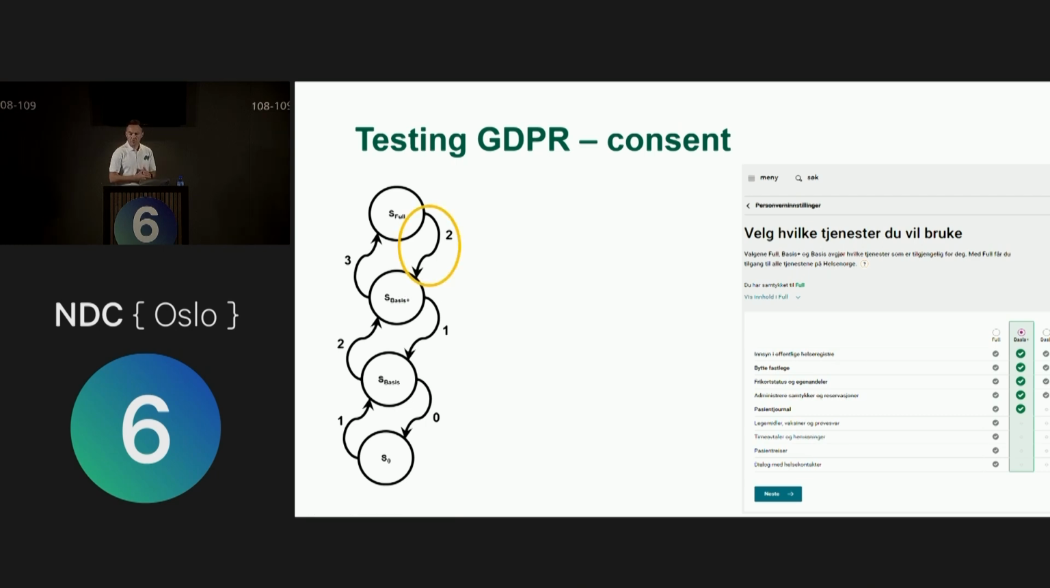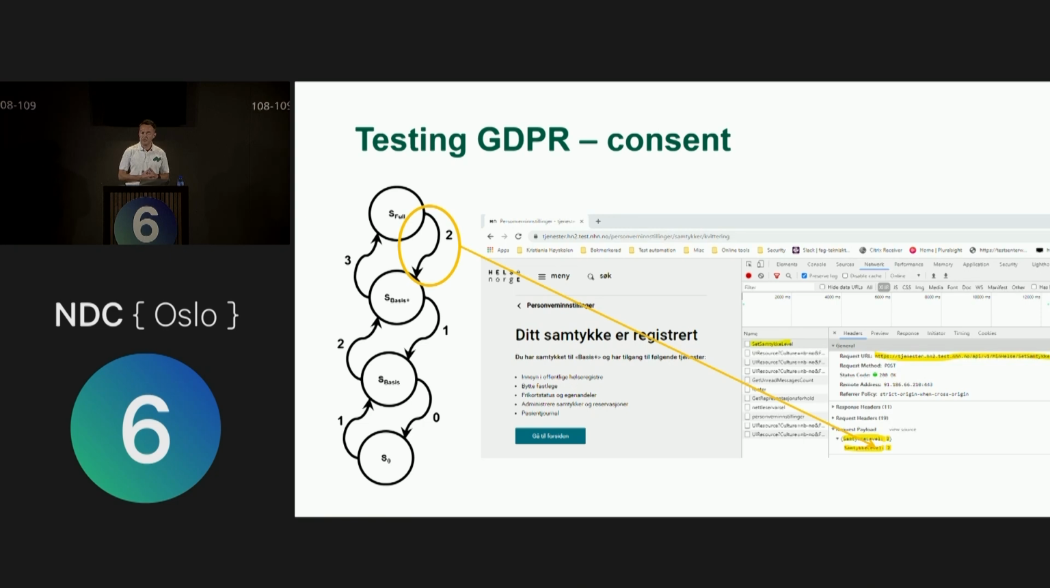So if you look closer, what does this picture mean? For example, going from S full to S basis plus means it's calling an API. In this case, it's called set consent level with parameter 2. So all these arrows and all these transitions are calling an API with parameters. So 0, 1, 2, 3 are parameters to this API.